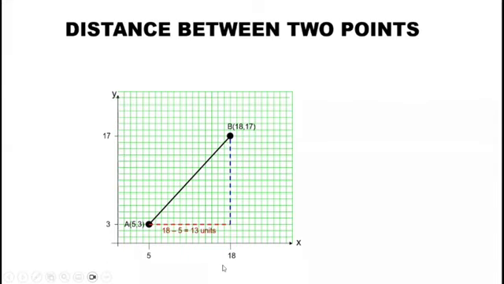In order to find the distance between the 2 points A and B, we can use the concept of the Pythagoras theorem, which says that when you have a right angle triangle, then the hypotenuse squared, in this case AB squared, which we are interested in finding, is the same as the opposite squared plus the adjacent squared, or the sum of the squares of the other two sides.